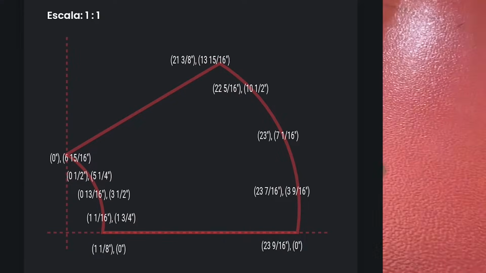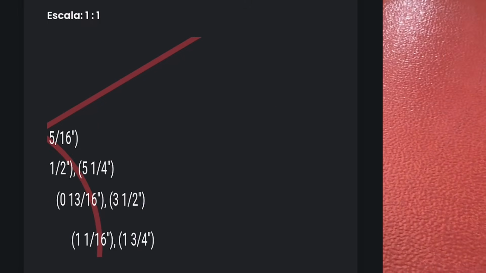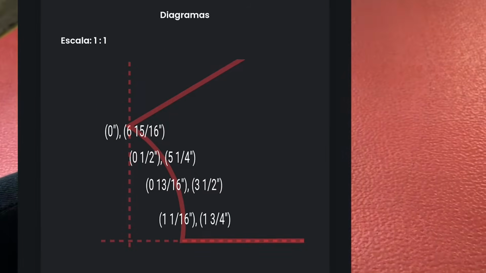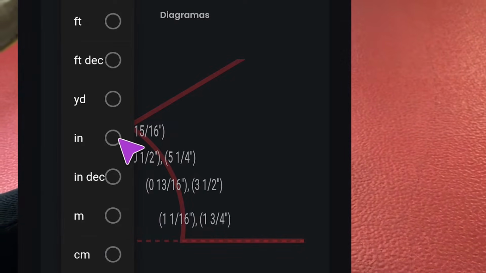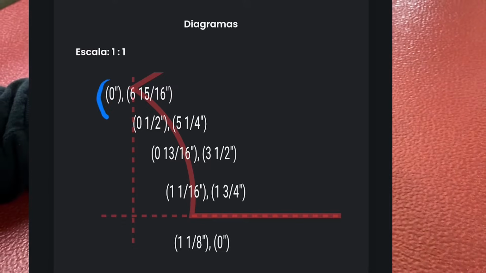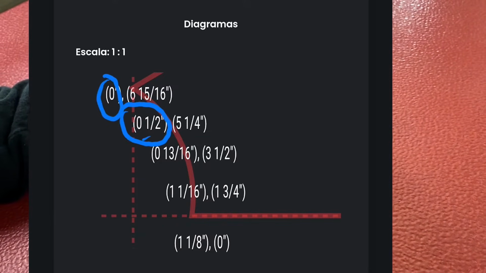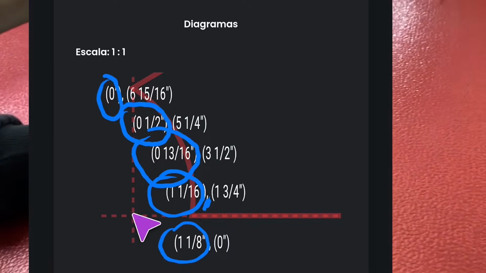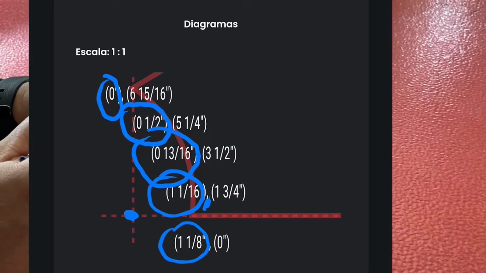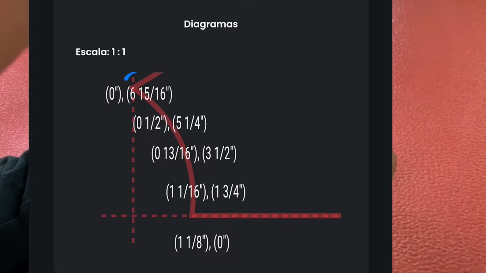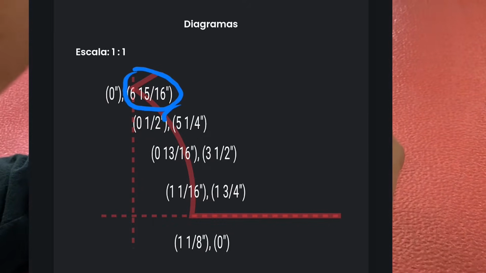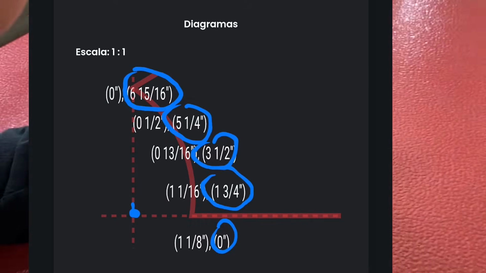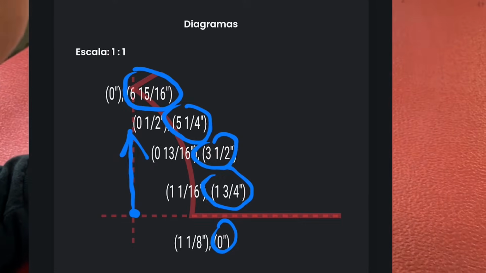Actually, many people have doubts about this, but look, we can zoom into the application to be able to see the numbers. And first of all, we have to verify that here we are going to work in inches. These parentheses, this other, and this other, they are divided by a comma. These values are going to be searched from here to here. And the rest of the parentheses, which are all of this, are going to be searched from here upwards.